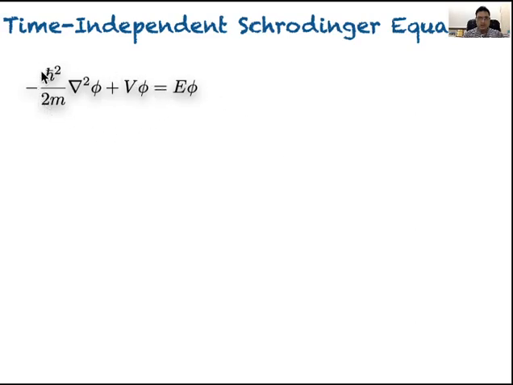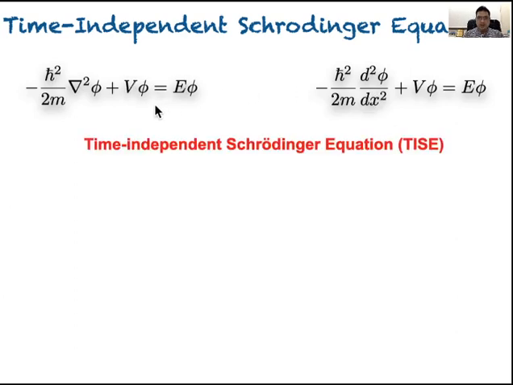Now we can express our Schrodinger equation as a time independent Schrodinger equation, which you have seen in the previous class: minus h cross square over 2m del square φ plus Vφ is equal to Eφ. This is the time independent Schrodinger equation in 3 dimensions, and equivalently we can write the Schrodinger equation in 1 dimension, where del square is replaced by d2/dx2 as we have seen in the previous slide. So this is known as the time independent Schrodinger equation.